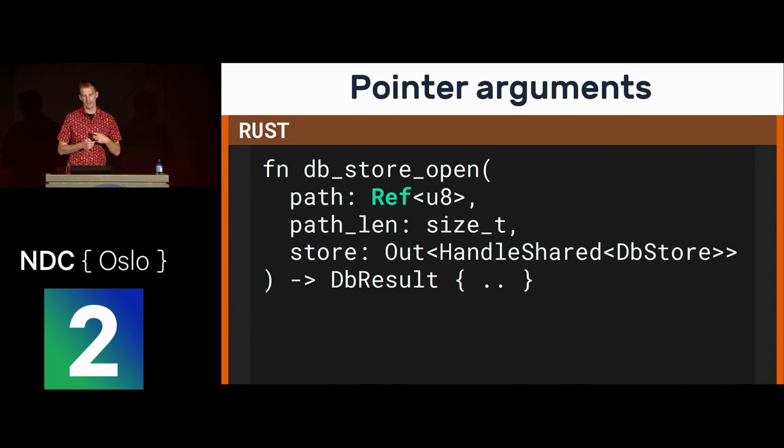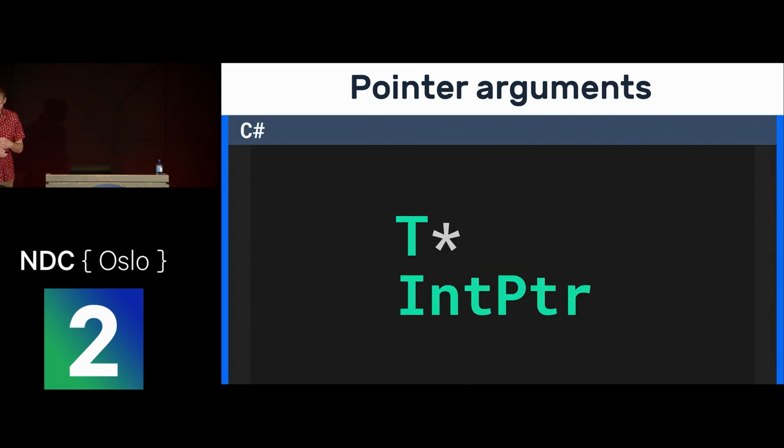So ref is about how we share data from C# across the boundary to Rust. Rust doesn't understand .NET's managed pointers, which we talked about before, and C# doesn't understand Rust's references. So in order to share data across the boundary, we use unmanaged pointers. In .NET, we have this T* variant, which is typed, and we have the untyped int pointer variant.